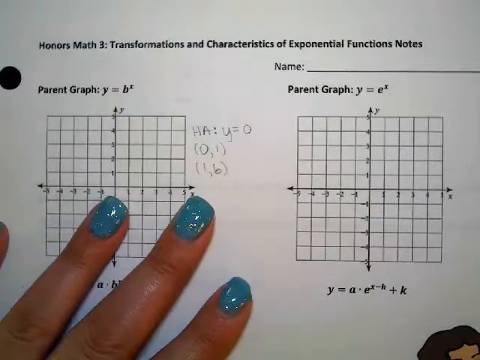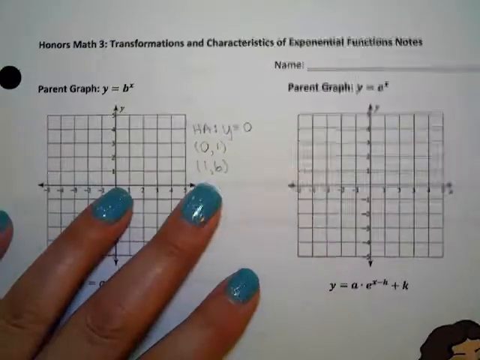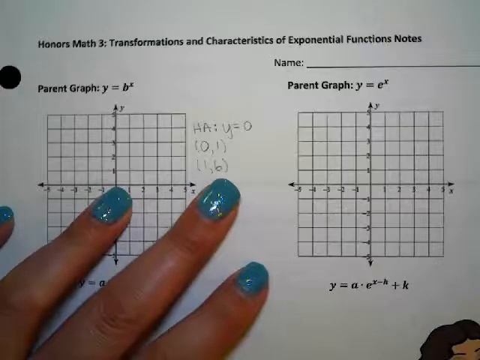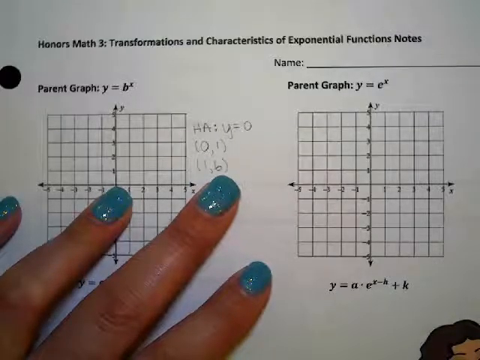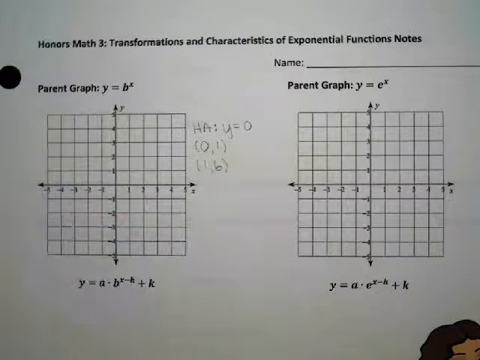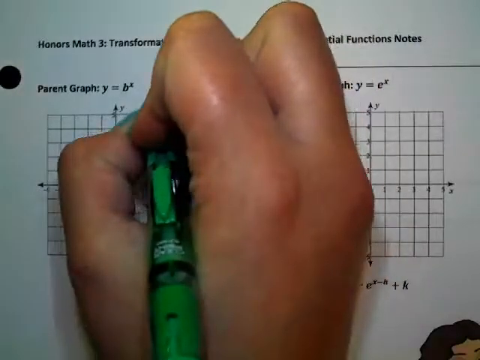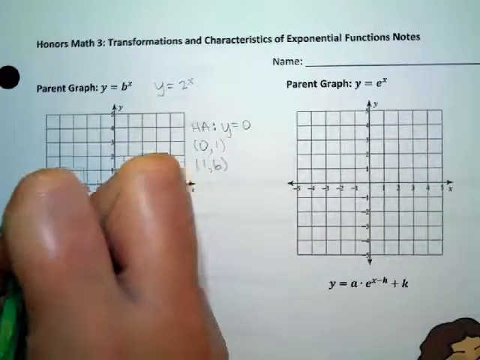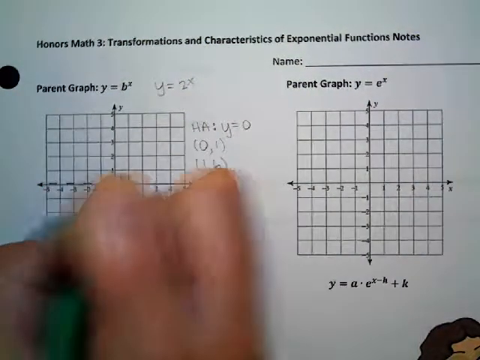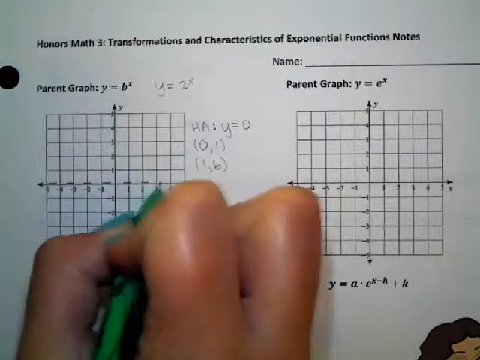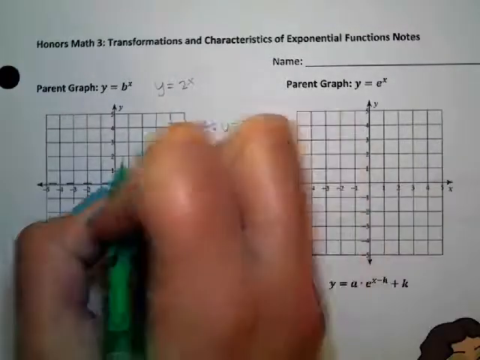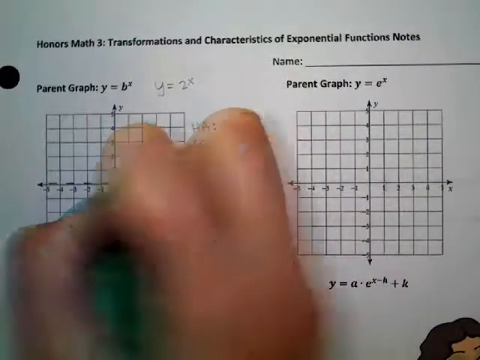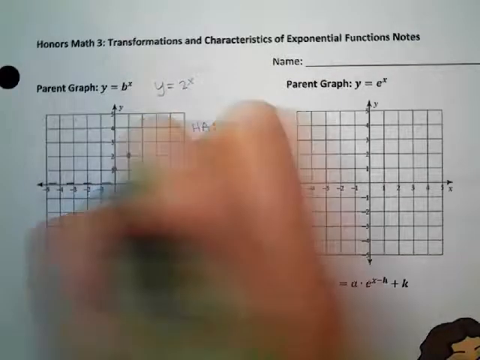So for this particular graph, we have 1, whatever the base happens to be, and if the base is 2, it'd be 1, 2. If the base was 3, it'd be 1, 3. If the base was 4, it'd be 1, 4. So for this parent graph, we're going to do y equals 2 to the x. And so this is going to have a horizontal asymptote at 0. It's going to have the point 0, 1. It's going to have the point 1, 2.